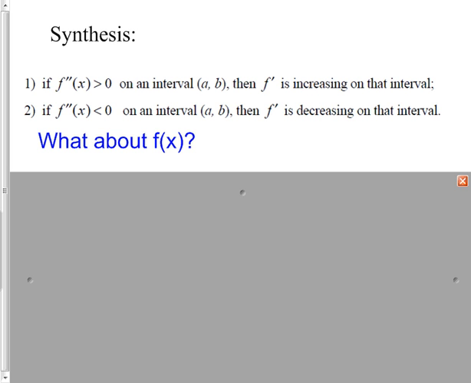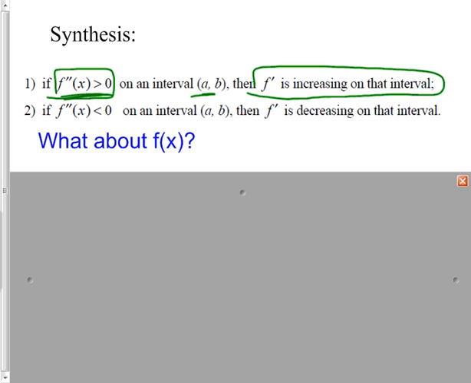So, putting this together, whenever the second derivative is greater than 0 on some interval, then f prime of x must be increasing. And if the second derivative is less than 0, then the first derivative must be decreasing.